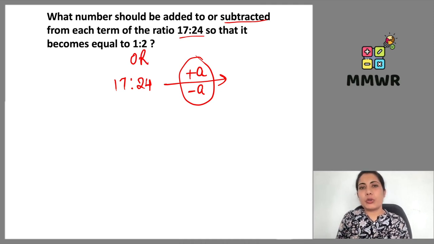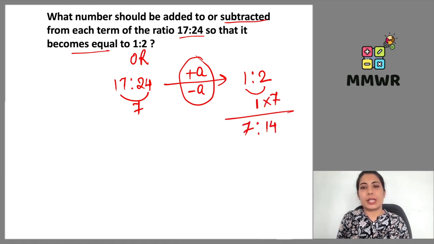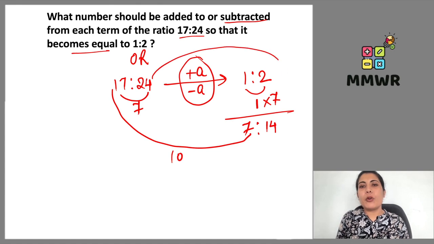each term of the ratio so that it becomes equal to 1:2. The new ratio becomes 1:2. So here the difference is 1, here the difference is 7. Let's make this also 7. So 7 ones are 7, 7 twos are 14. Now 17 to 7, how many steps have we moved? 10 steps. 24 to 14 also 10 steps we have moved.